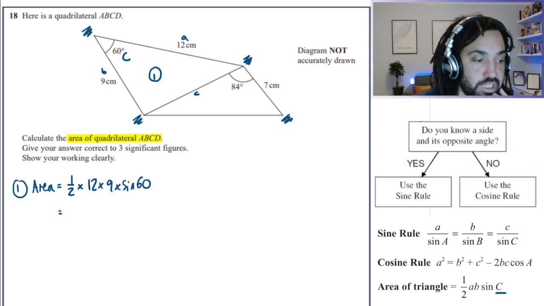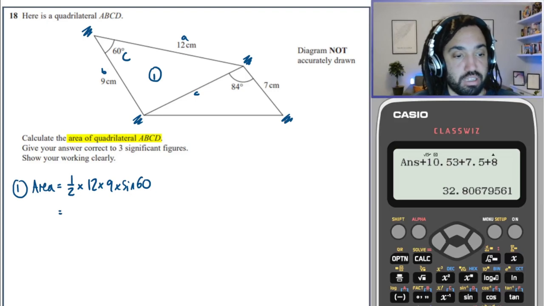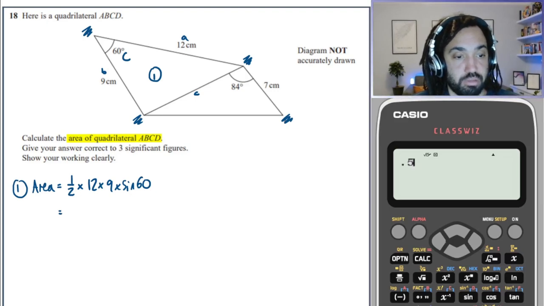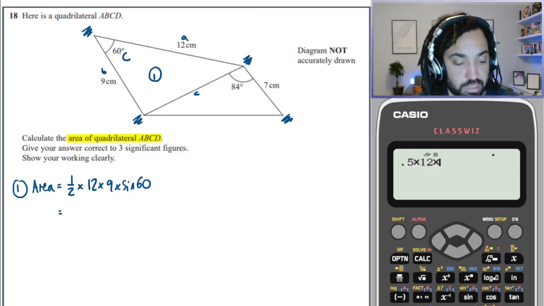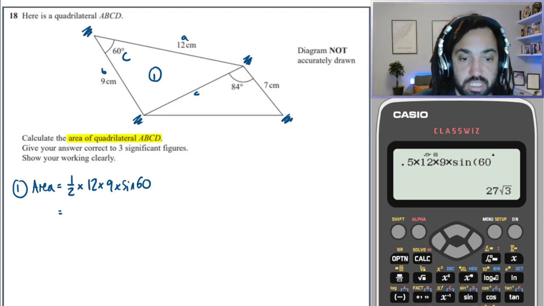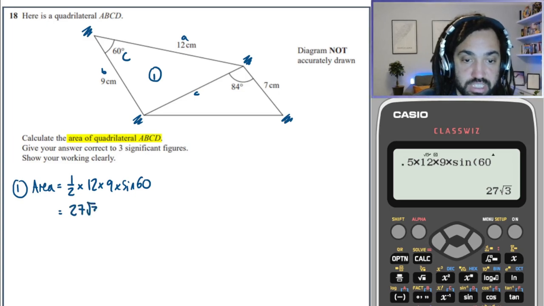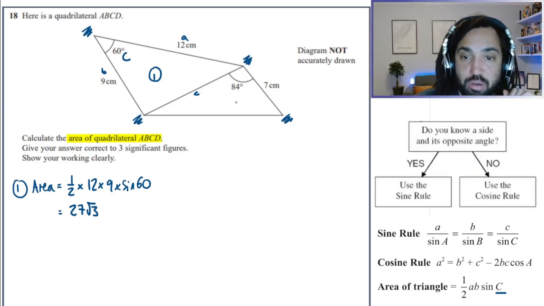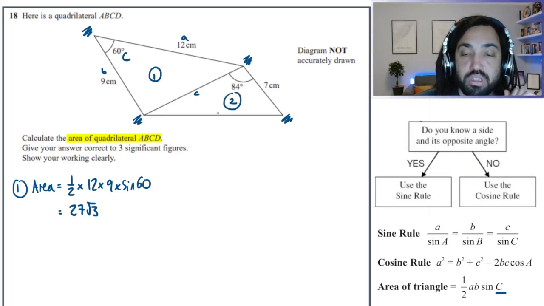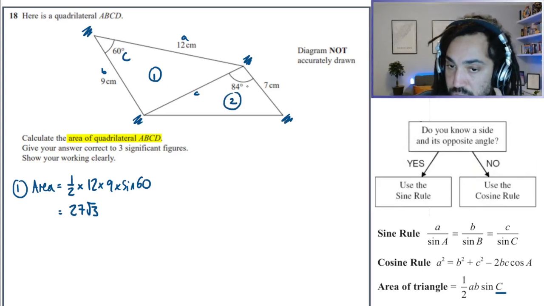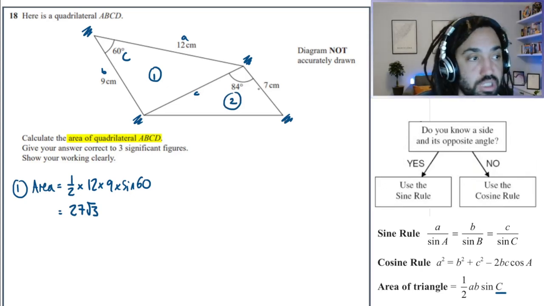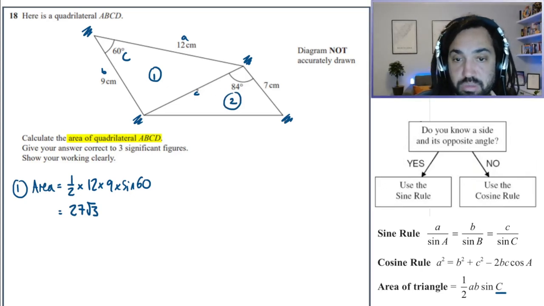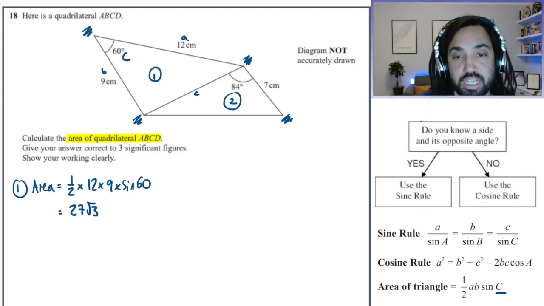So we can get that into our calculator. 0.5 times 12 times 9 times sine of 60 is 27√3. Might as well leave it in exact form for now. Okay, so that's great, but now we want to find the area of number 2, but we don't have enough information because we need an angle, and we need two sides that are either side of the angle. So we need this side length. So we're going to use this triangle to find it.